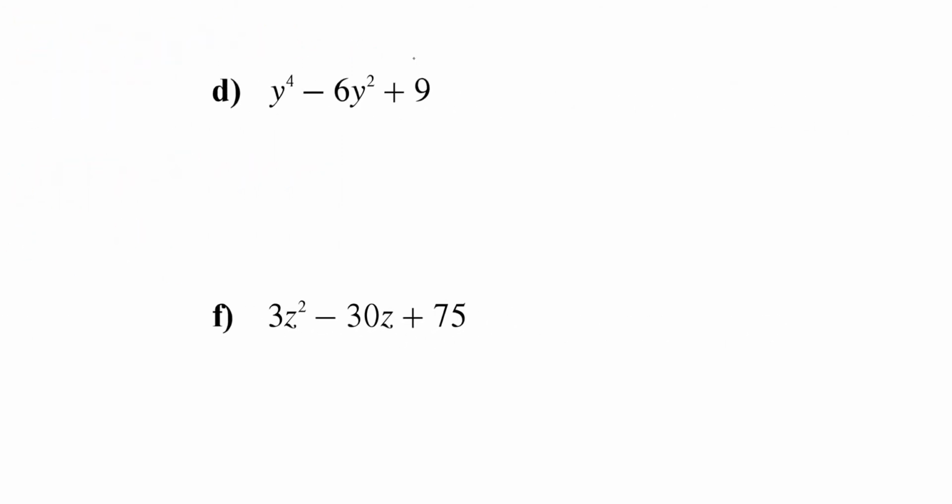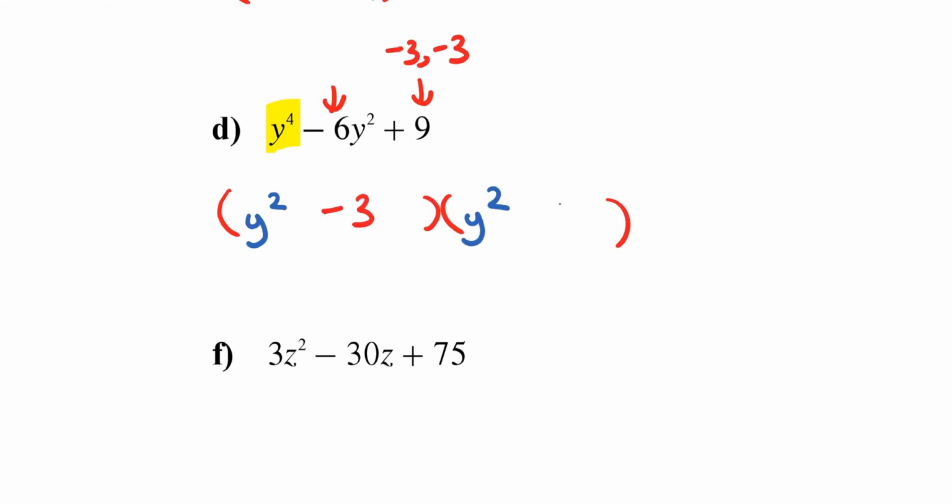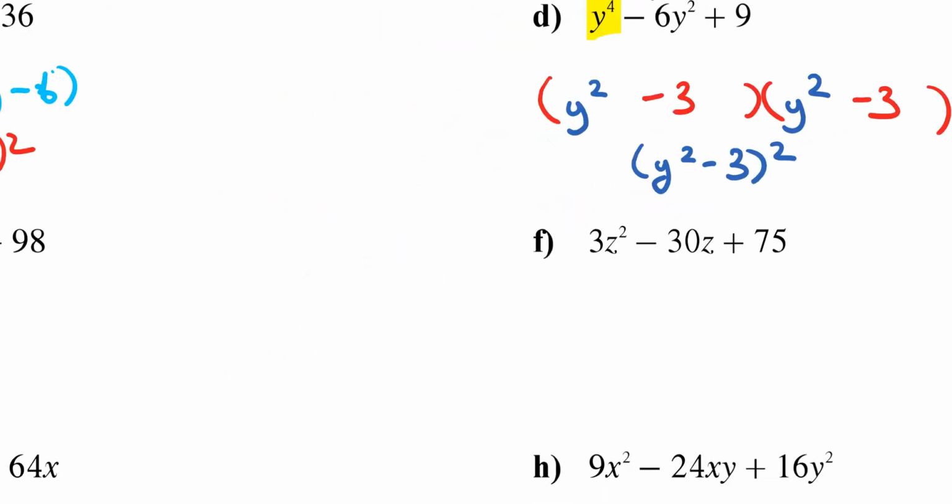All right, letter D, I need two numbers that multiply to 9, and those two numbers need to combine to negative 6. So I'm thinking of negative 3 and negative 3. So two sets of brackets. I have a y to the power 4, so I should have a y to the power 2, half of 4, and y to the power 2 there. And this will be minus 3 and minus 3. And just like all the other previous problems, this can all be raised to the power of 2.